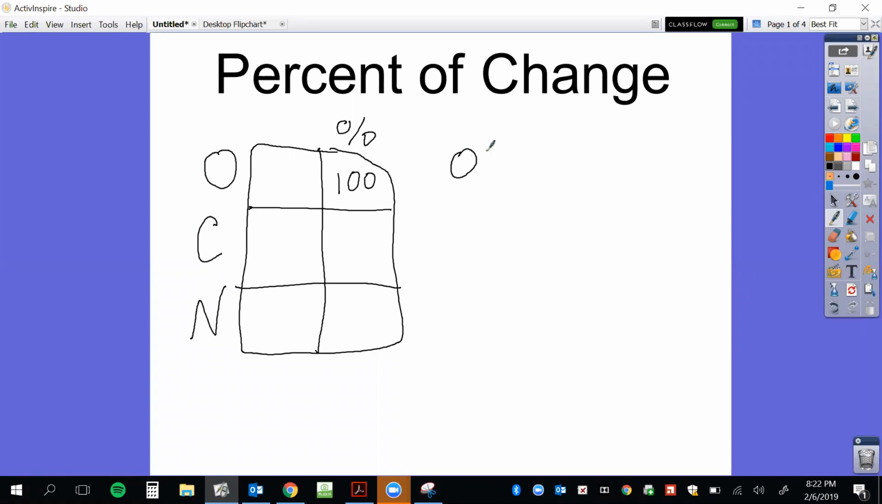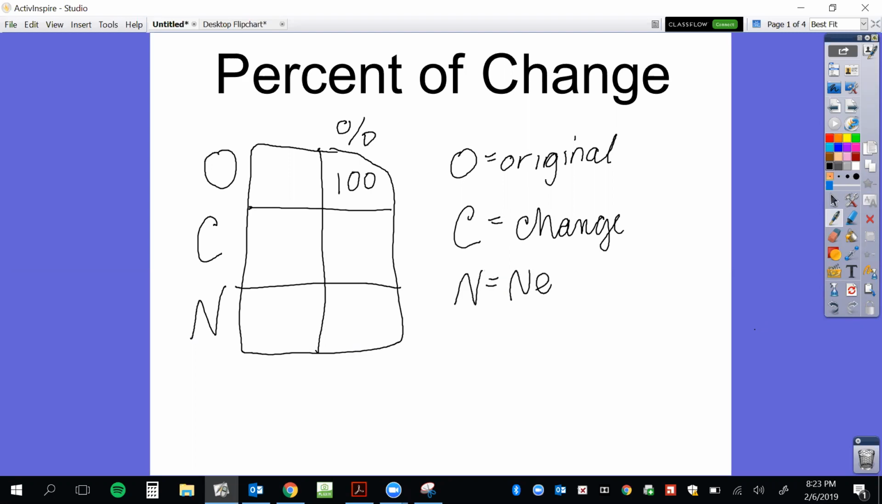Now, O stands for original. So this is our starting amount, what we had to begin with, what happened first. C stands for change. How much did it increase or decrease by, or how much did it go up or down by? And then lastly, the N stands for new. So how much do I have after the change? So we're going to use this and practice a few problems.